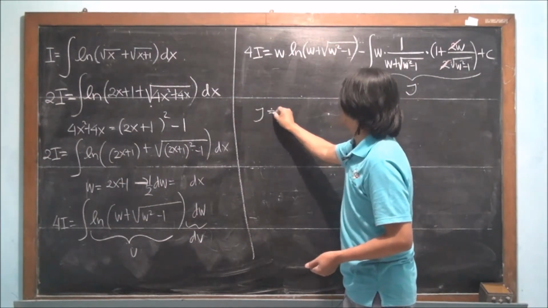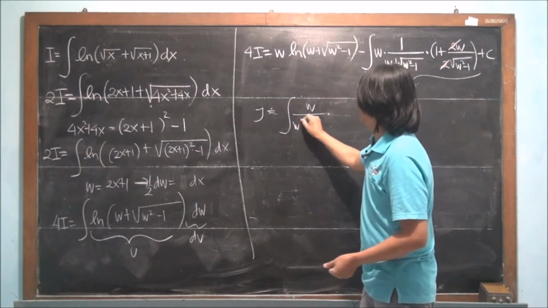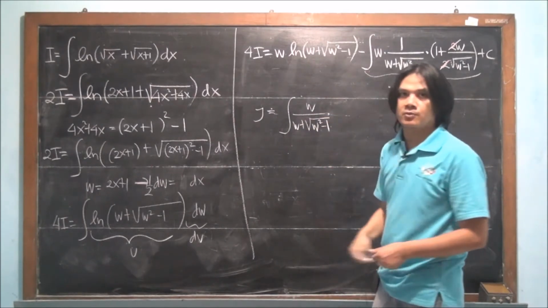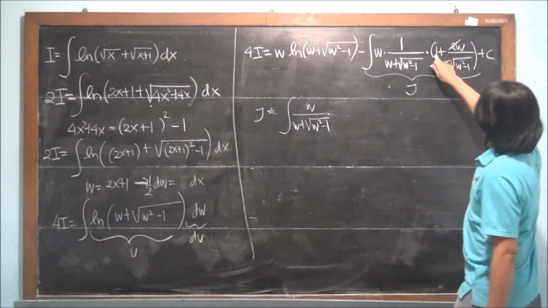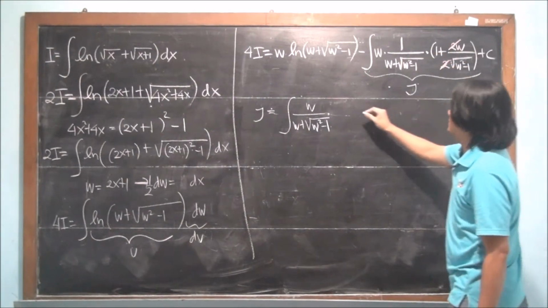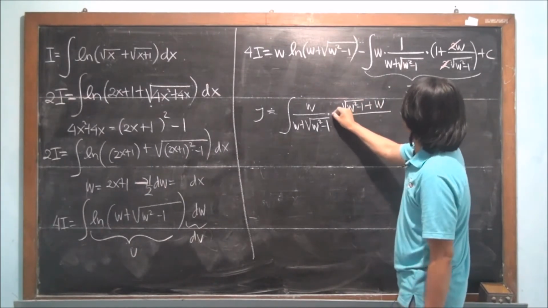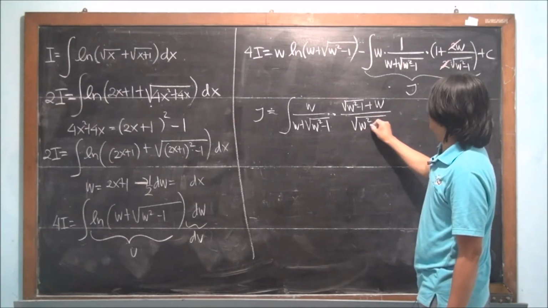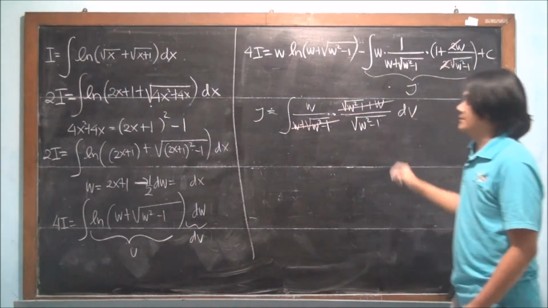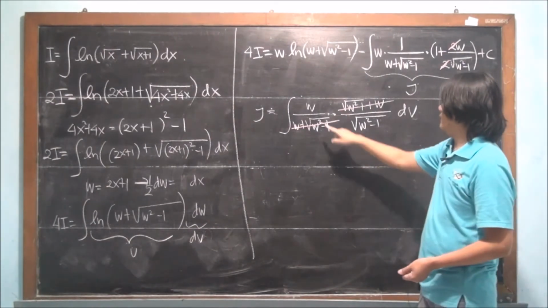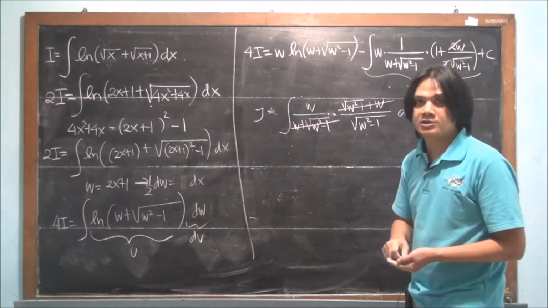So we have J, let's simplify J, is equal to the integral of w over w plus square root of w squared minus 1. Okay, and then we try to make 1 have the same denominator as this. So we have square root of w squared minus 1 plus w divided by the same square root of w squared minus 1. What a coincidence. We can't cancel those parts. So then we're left with the integral of w over square root of w squared minus 1.